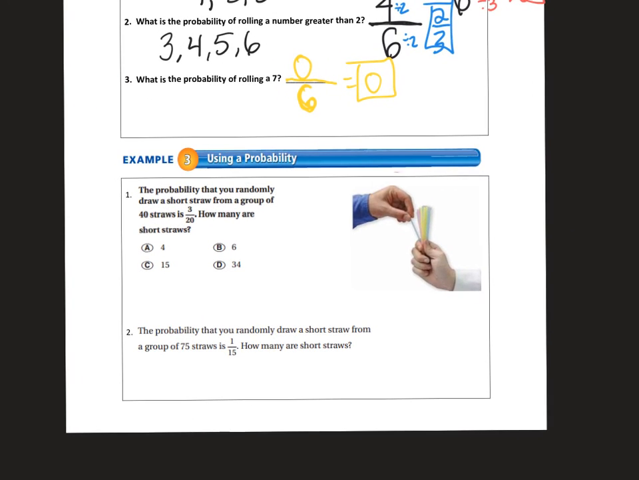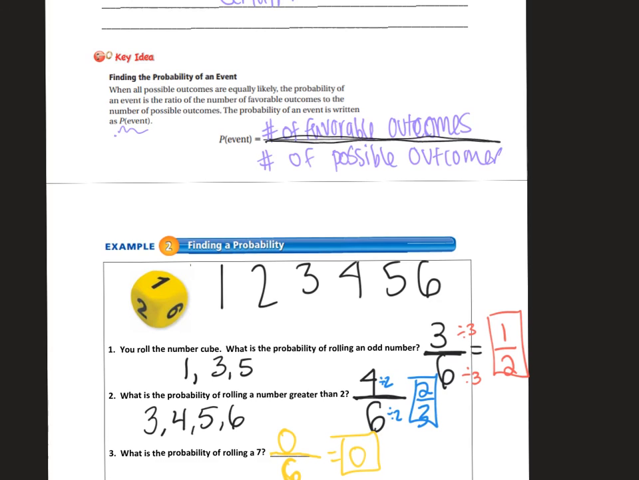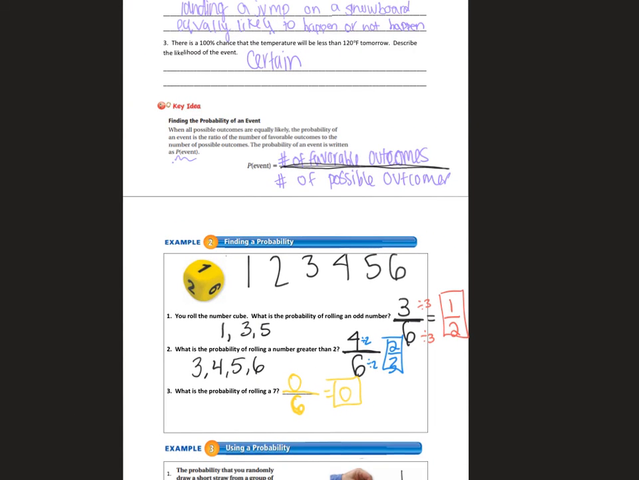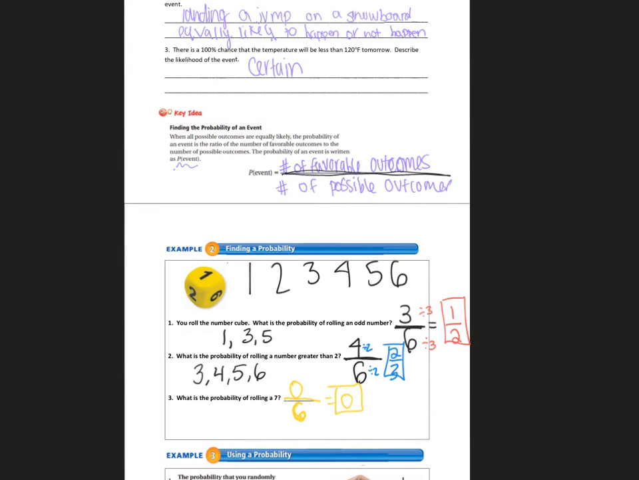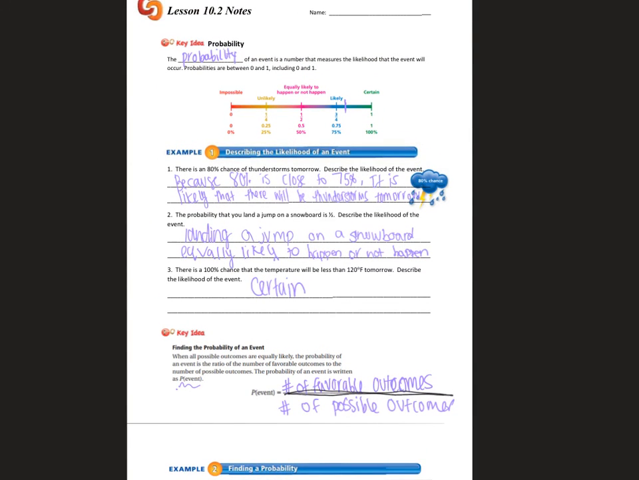We are going to end it there for today. Hopefully you understood. You've probably talked about probability before. We have defined it as the number of favorable outcomes over the total number of possible outcomes. We have also talked about how we describe the likelihood of the event, ranging from impossible to certain.